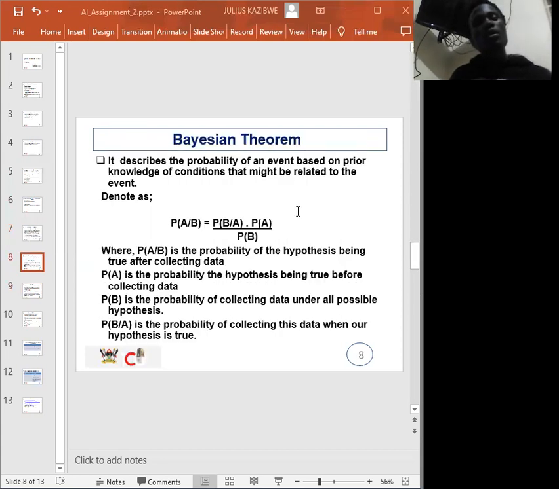For the probability concepts, I'm going to be discussing the Bayes theorem, which suggests that the probability of a given event is based on prior knowledge of conditions that might be related to that event. It's denoted by the formula you see above. So the probability of A given B is equal to the probability of B given A times the probability of A, divided by the probability of B.